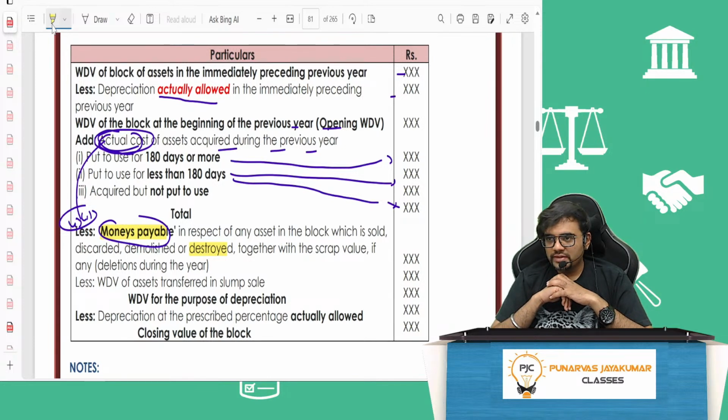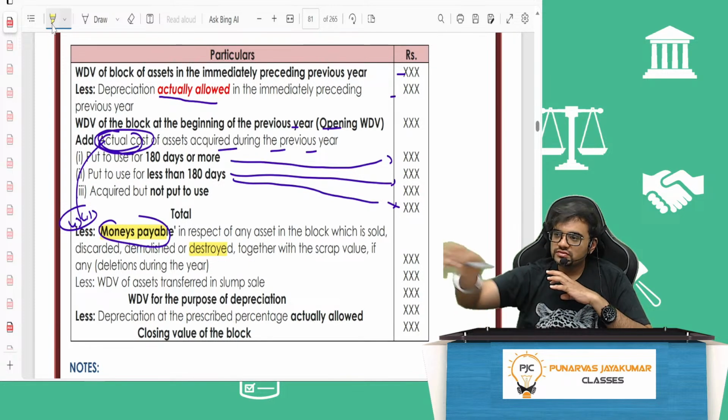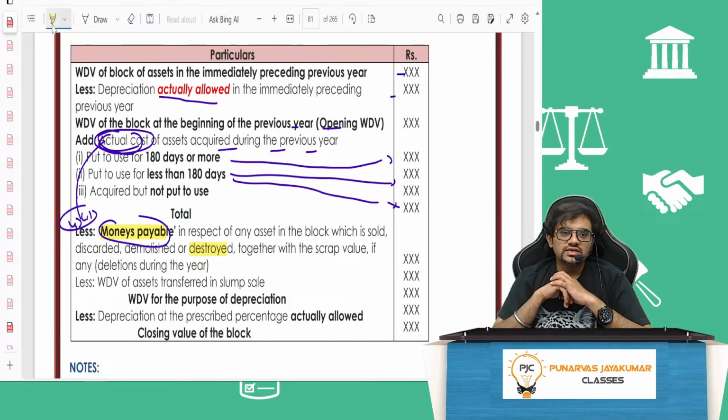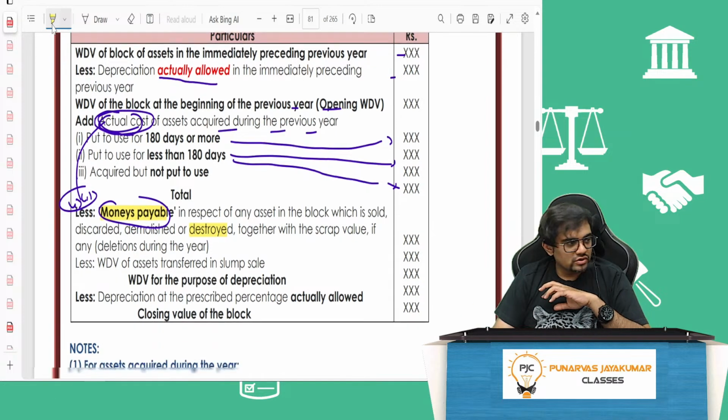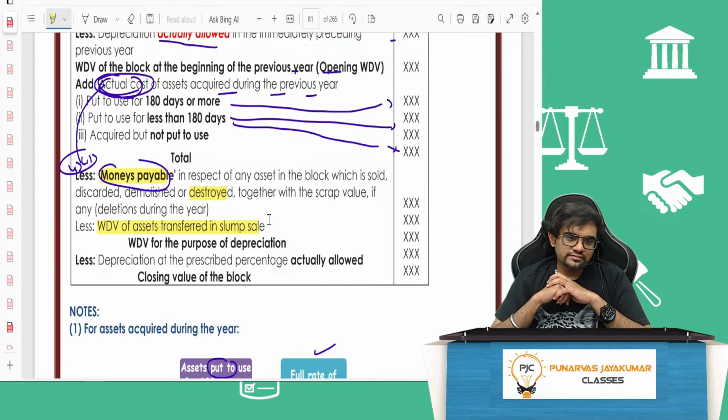Now tomorrow I am selling off my cracker division, telling nobody is anyway buying crackers, no point, it's all because of conservation and other things, nobody is buying, so I will sell it off. When I am selling it off, I have to pick the plants, furniture from each of these blocks and then sell it. As a block I will sell it. That is called slump sale. So when I am transferring it in slump sale, that also I have to subtract. WDV of asset transferred in slump sale.